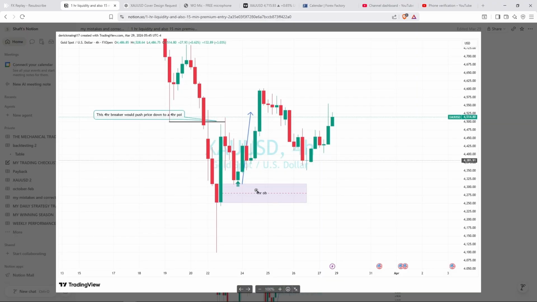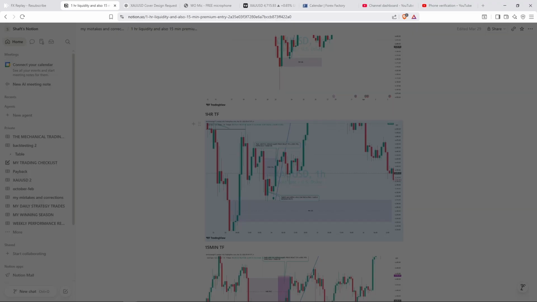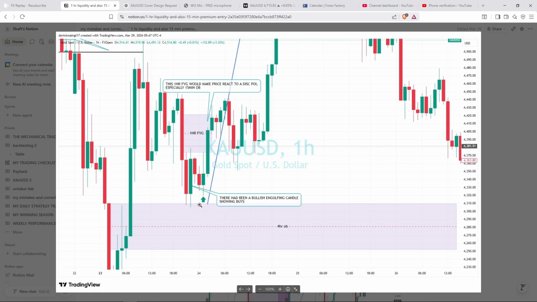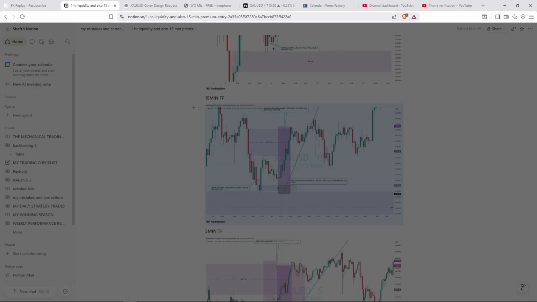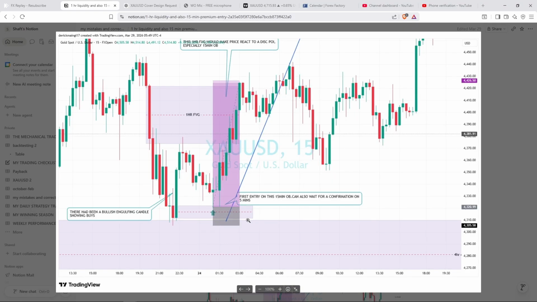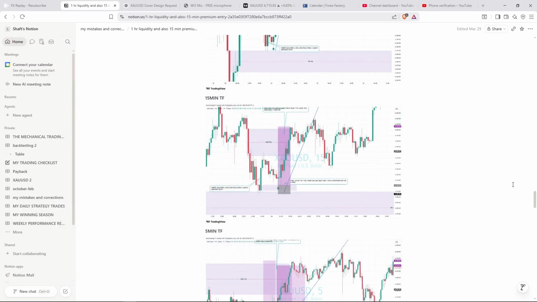You can see also here we had tapped into the 4-hour order block, okay, and we were to push higher. So what did we do? We went into the 1-hour time frame. There was a bullish engulfing candle that had been printed out, and it was showing buys. So we go to the 15-minute time frame and look for a 15-minute order block, and you can see first entry on the 15-minute order block, and you will also wait for a confirmation on the 5 minutes, that is for a re-entry.